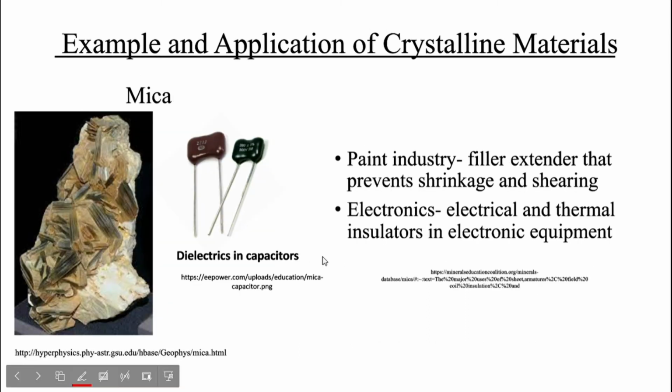Next on the list, we have mica. We can use it as filler in our paints to improve their mechanical properties. And also in electronics, it is a good electrical and thermal insulator. And this is used in a wide variety of our electronic equipment. For example, here in a capacitor, the dielectric is made of mica.